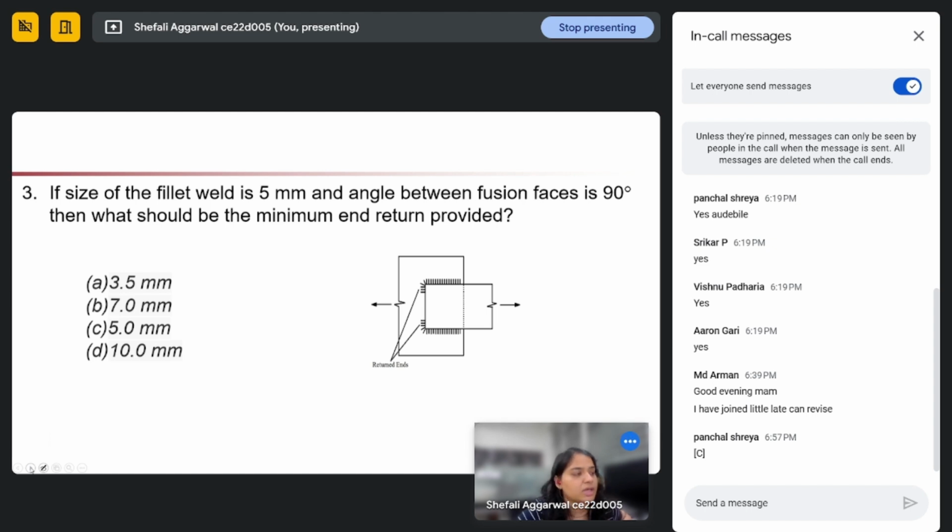Okay. Next question. If size of fillet weld is 5 mm and angle between fusion faces is 90 degrees, then what should be the minimum end return provided? So this is our end return normally. How would you calculate this? Also given in his lectures only. You can find out.